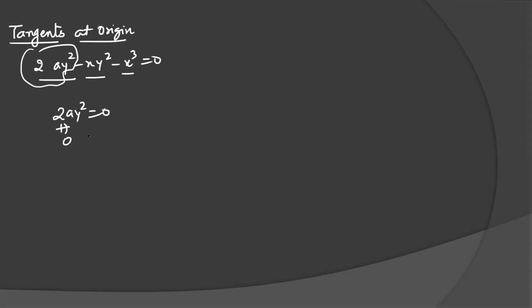2a cannot be equal to 0, so y² = 0. So y = 0, 0 means you are getting two tangents. See carefully. In tangents, we equate the entire lowest degree term to 0. But in asymptote, we equate the coefficient of the highest degree term. See, in tangents, we equate the entire term, the 2ay². But in the asymptote, we take only the coefficient of the highest degree term. This is a very small and very important difference.